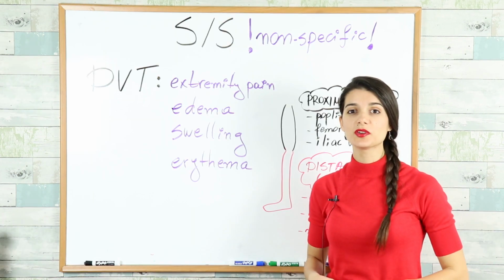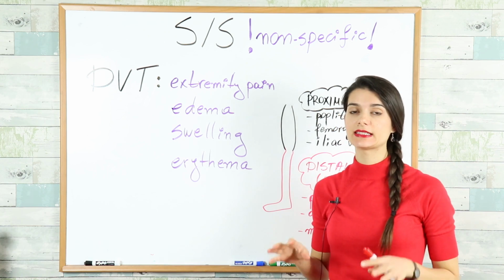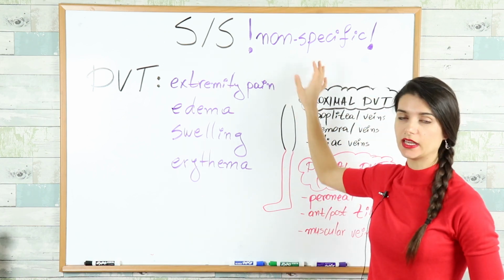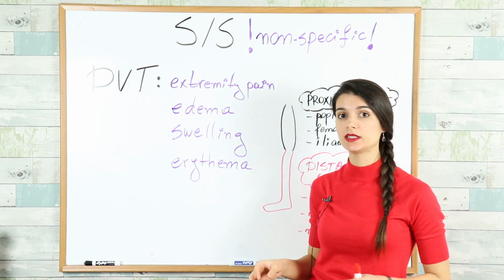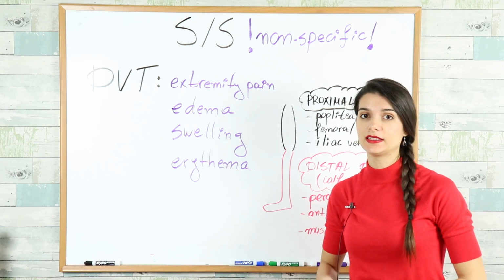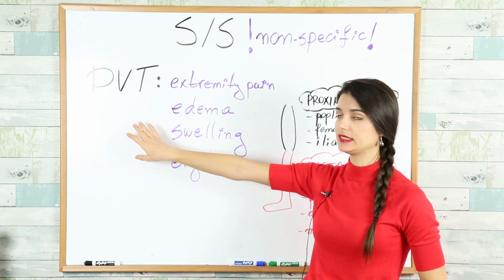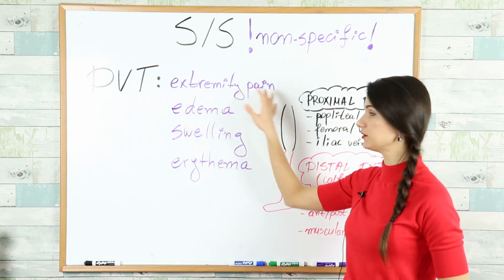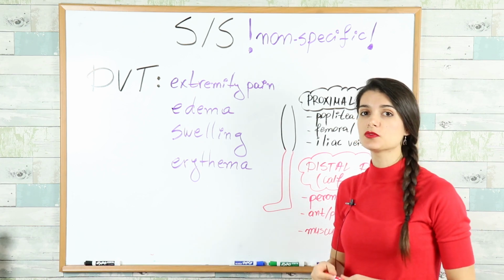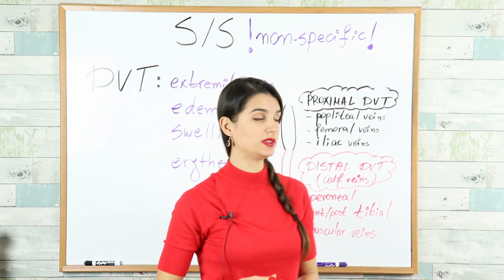Okay, moving on to signs and symptoms of DVT and PE. Now remember that the signs and symptoms for both DVT and PE are non-specific. That's why we have Wells criteria for DVT and PE, so we can diagnose them better. Otherwise, the signs and symptoms, remember, are non-specific. Now for DVT, these signs include extremity pain, edema, swelling, erythema, and also here I want you to remember what is distal DVT and what is proximal DVT.